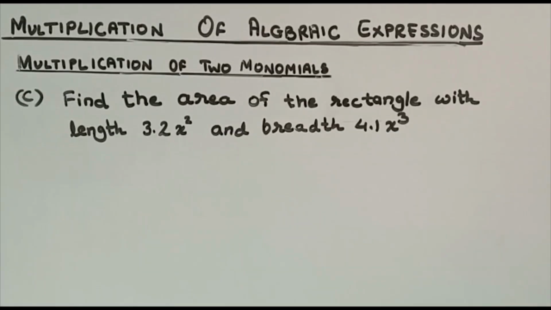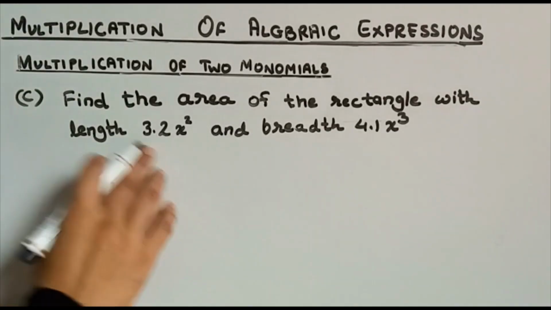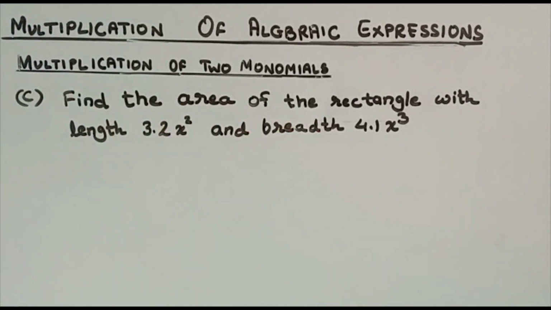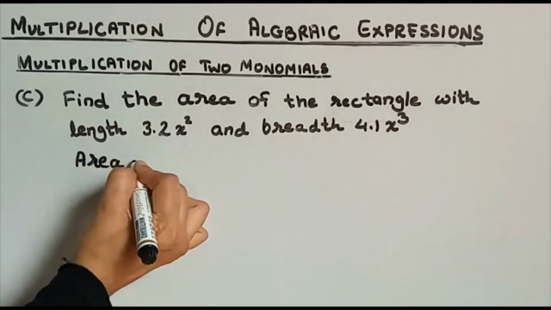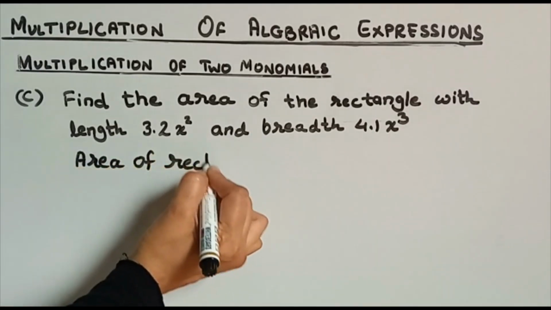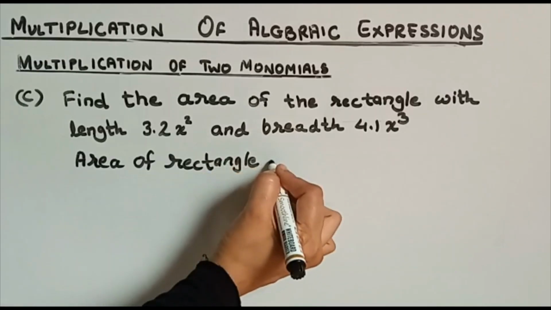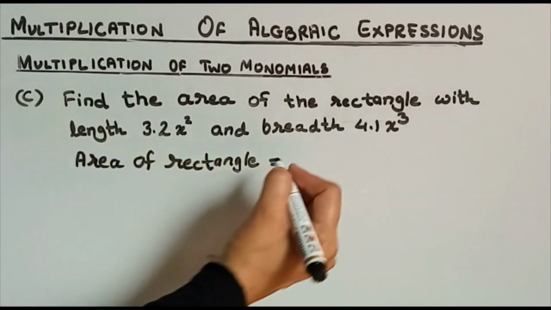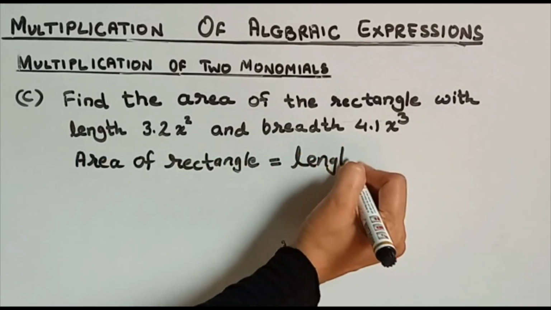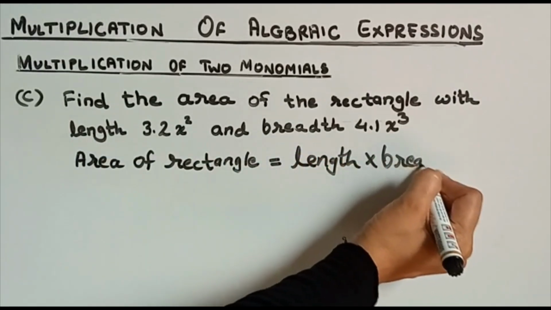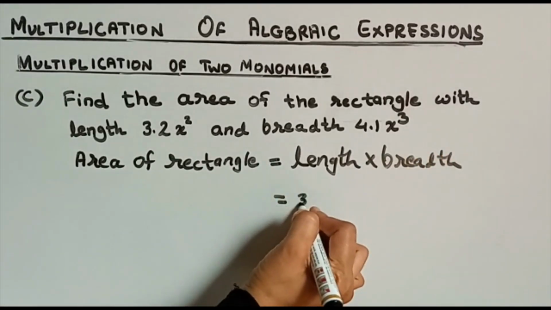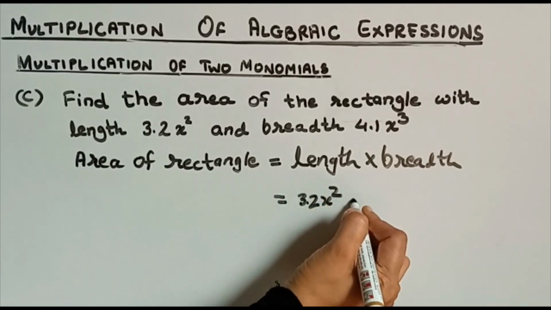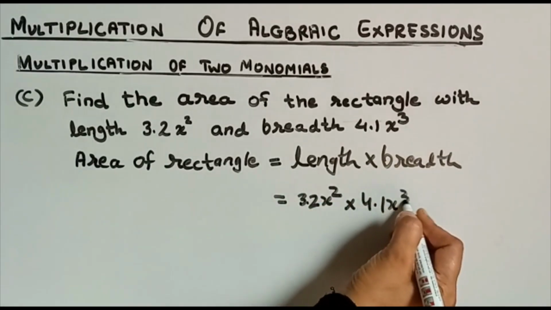Third one, find the area of the rectangle with length 3.2 x square and breadth 4.1 x raised to 3. So first we will write the formula of area of rectangle. So area of rectangle is equal to length into breadth. What is length? 3.2 x square and breadth is 4.1 x raised to 3.